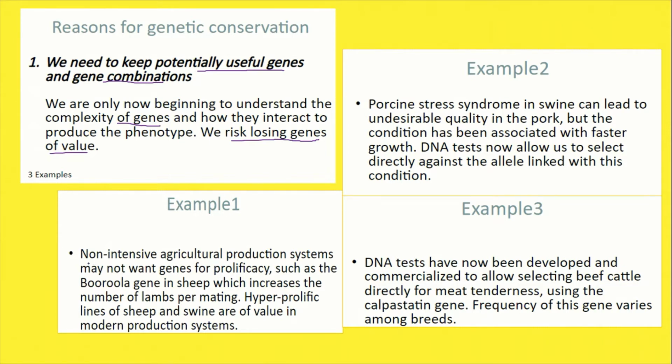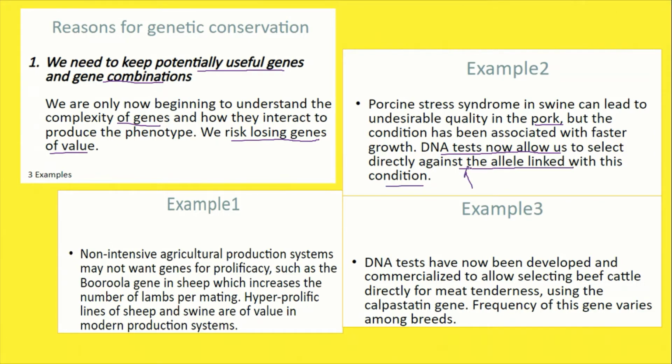So some examples are that non-intensive agricultural production systems may not want genes of prolificacy, such as the Booroola gene in sheep, which increases the number of lambs per mating. Then hyperprolific lines of sheep and swine are of value also in modern production systems. We have porcine stress syndrome in swine, which can lead to undesirable quality in pork, but the condition has been associated with faster growth. So DNA tests now allow us to select directly against the alleles linked to this condition.